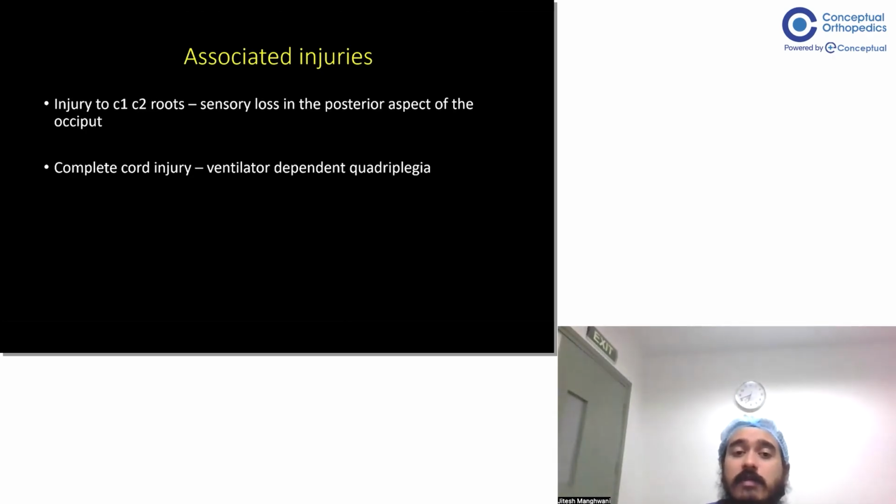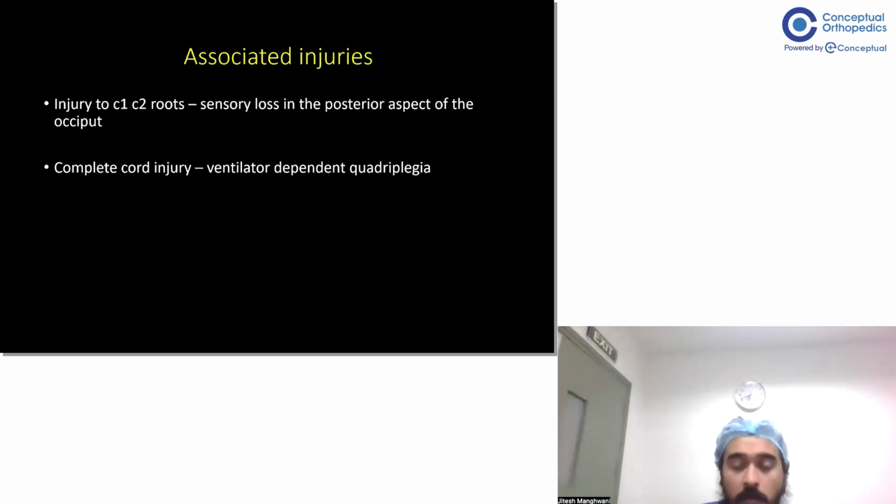What are the associated injuries when it comes to the nerve roots? As we know, whenever we talk about the C5, 6, 7, 8, T1 nerve roots, they are basically the ones that supply the arm. However, C1 and C2 nerve roots basically just have sensory loss, which is in the posterior aspect of the occiput over here. So apart from that, we don't incur any form of motor loss in such cases if just the root is involved.